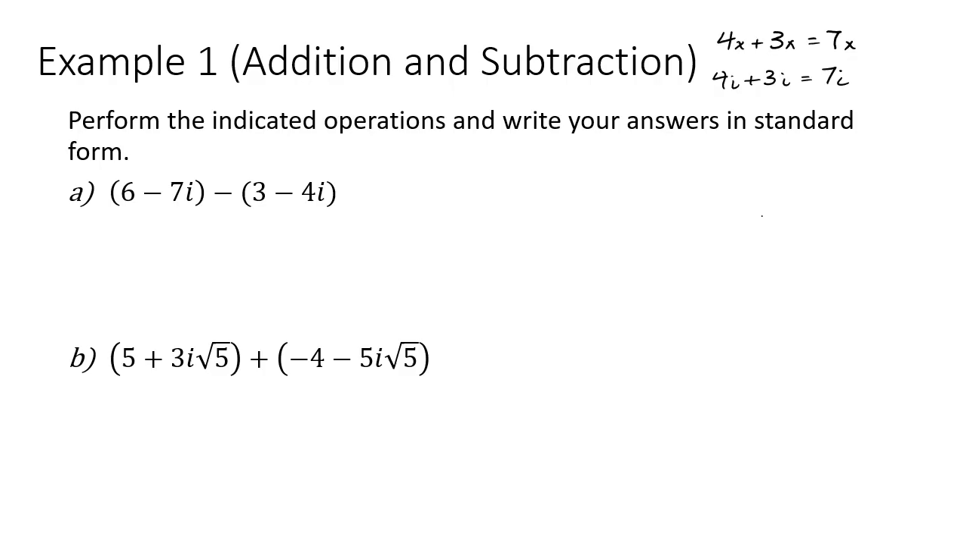All right, so for part A, the only thing you have to be careful about is distributing that negative sign through the parentheses. It should change the sign of both terms. So we've got a 6 minus 7i minus 3, and then that becomes a plus 4i. And then just combine like terms. For the real part, we've got 6 minus 3, or 3. And for the imaginary part, we've got a 4i minus 7i, which would give us a negative 3i.